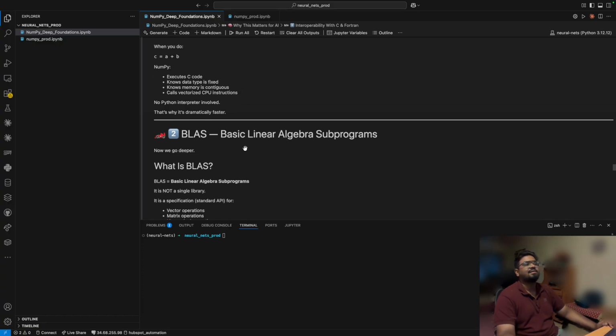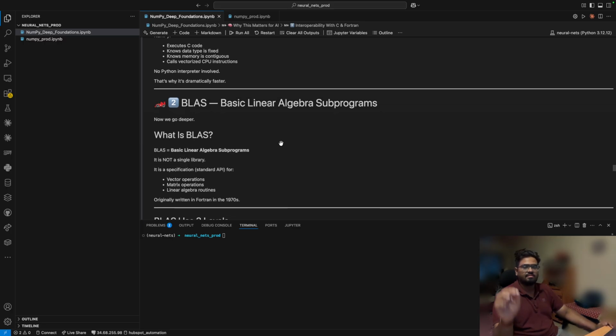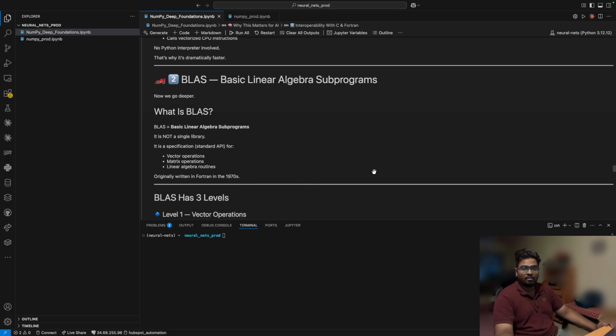The next part is BLAS, which is Basic Linear Algebra Subprograms. Now, when I say basic linear algebra, what does it mean? We have vector operations, matrix operations. What are these operations? Dot products, cross products, then matrix multiplications, matrix additions, matrix subtractions. Division in matrices does not exist as such. We have inverses in matrices, so calculating the inverse of a matrix. These are all simpler or basic linear algebra operations that we perform on vectors and matrices.